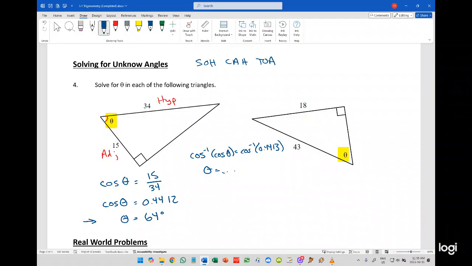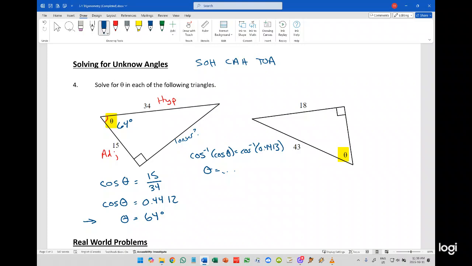Okay, anyway, that said, we're going to look at the diagram now and just see if that makes sense. 64 looks like a pretty big angle. That means that 15 will be the short side. This one will be longer than 15. I don't know what it'll be, but it'll be longer than 15. And 34 is the hypotenuse. Seems like it would make some decent sense.